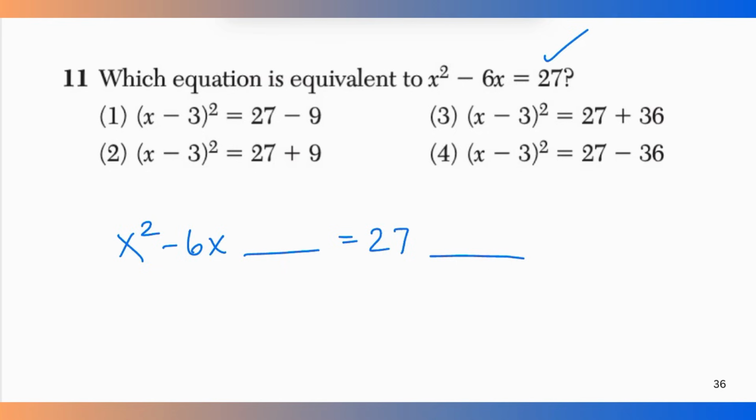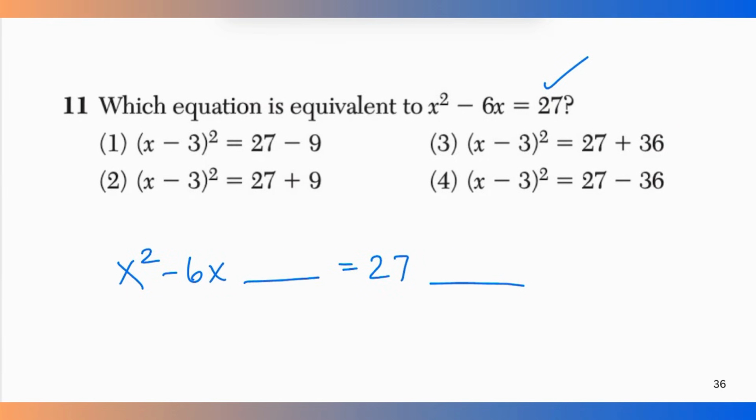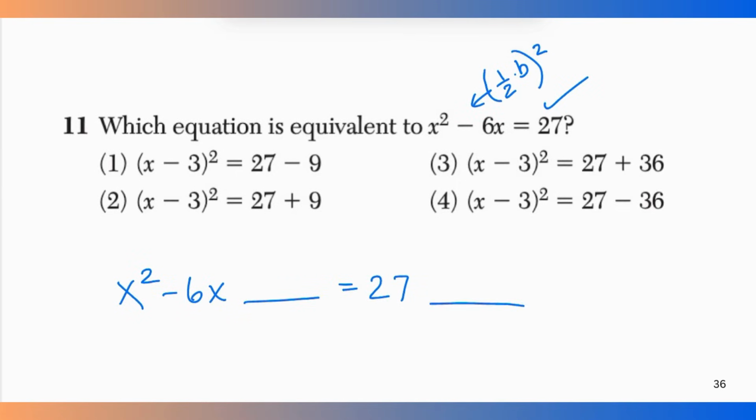And now the next step to completing the square is to take half of the b term. So the b term being the coefficient of x. And we're going to take half of that and then square it. So if the b term is the coefficient of x, then the b term is -6. Half of -6 is -3. And -3 squared is 9. So once we find what that number is, we're going to add that 9 to both sides of the equation.